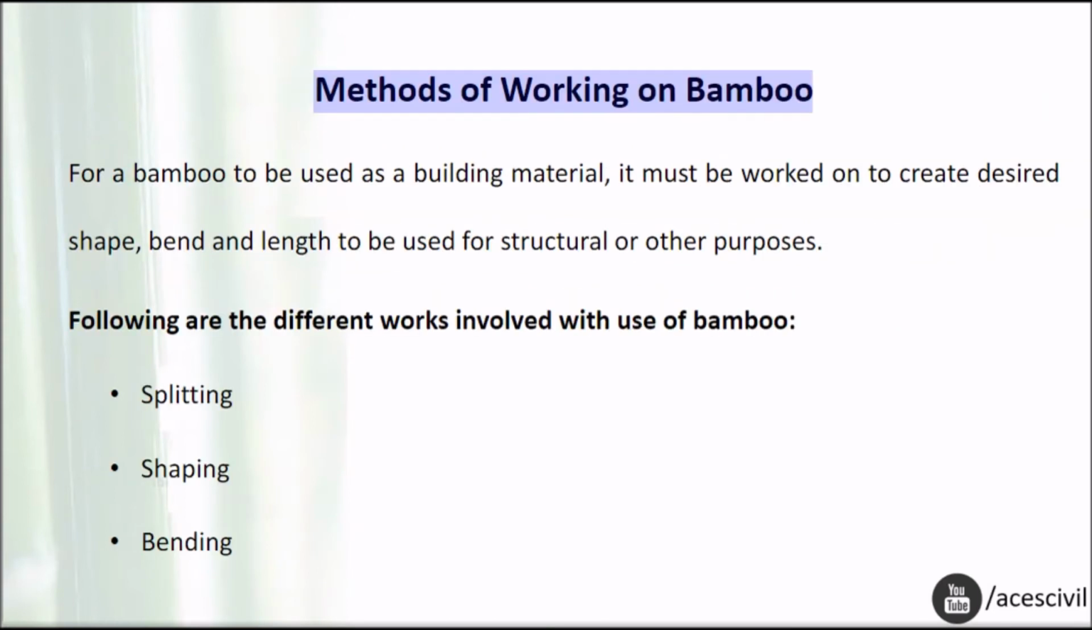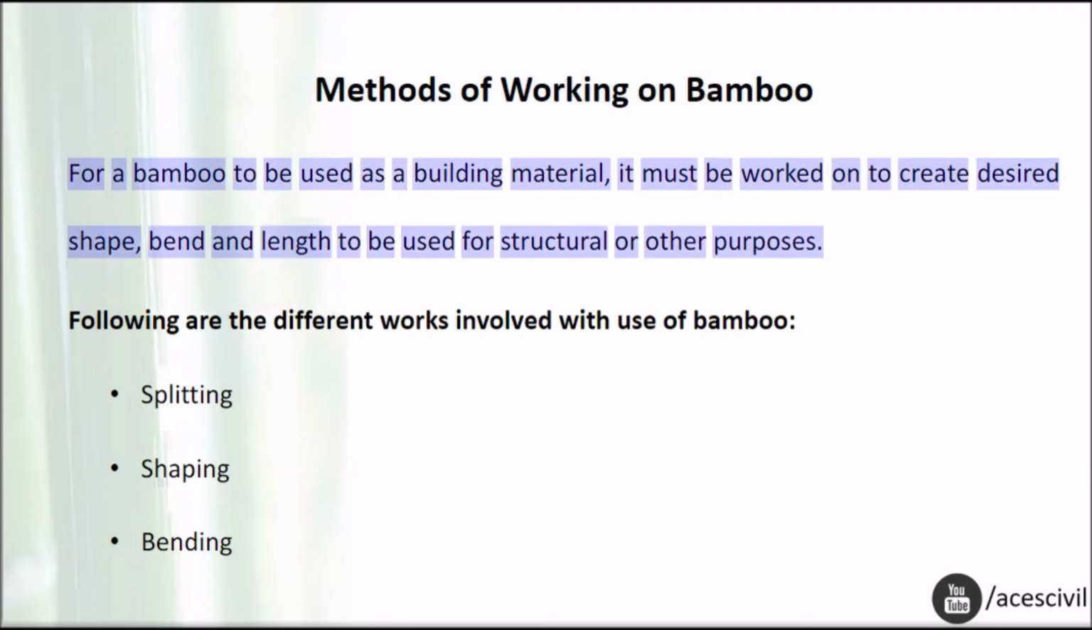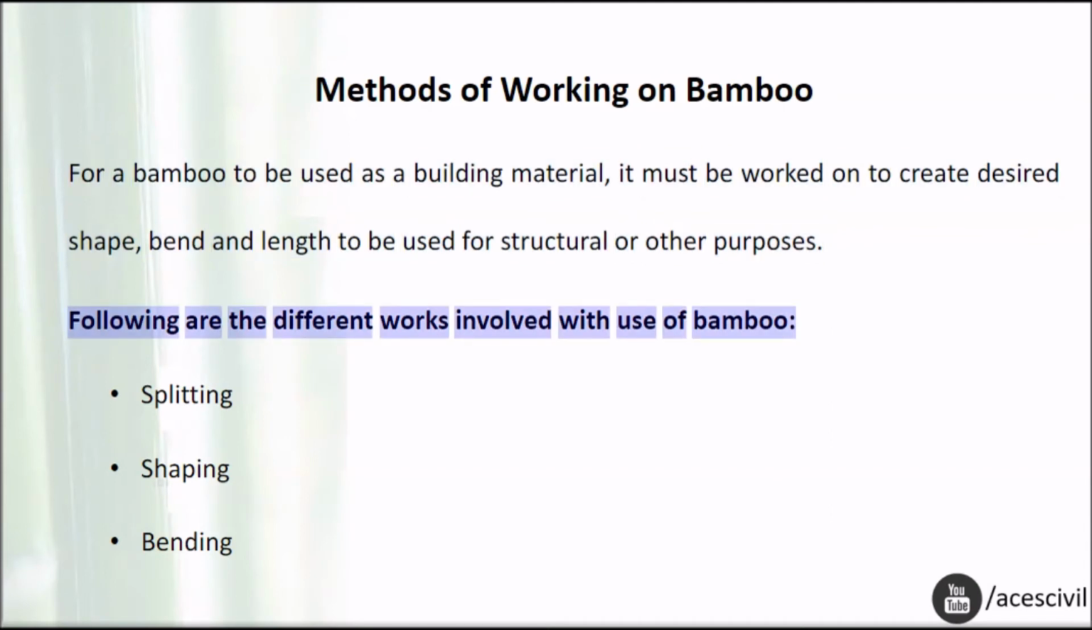Methods of working on bamboo. For bamboo to be used as a building material, it must be worked on to create the desired shape, bend and length to be used for structural or other purposes. Following are the different works involved with use of bamboo: splitting, shaping, bending.